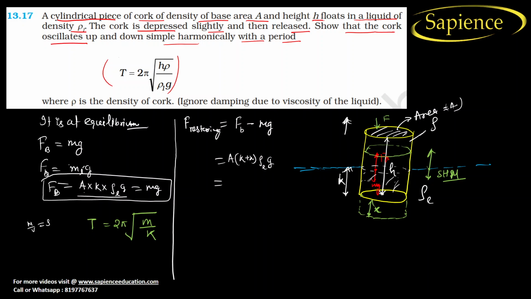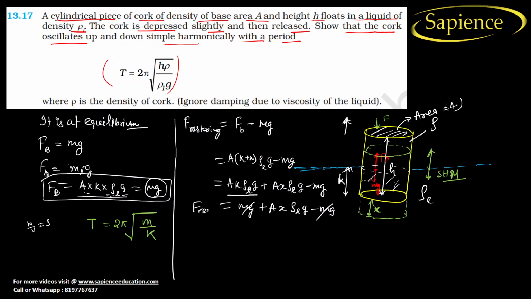And into minus mg. So if we calculate it properly, this will be A k rho L g plus A x rho L g minus mg. Now A k rho L g is equal to mg, so we can put here mg plus area into x into rho L into g minus mg. So the mg will cancel out, and this is F restoring, the restoring force.